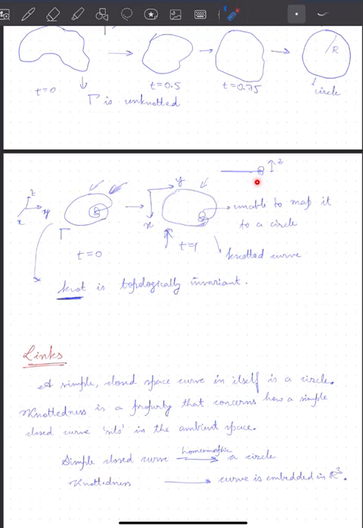So that is what we mean by an embedding: how the curve is embedded in R3. This is just a very simplistic view of R3. So that is what we are calling how the curve is embedded.